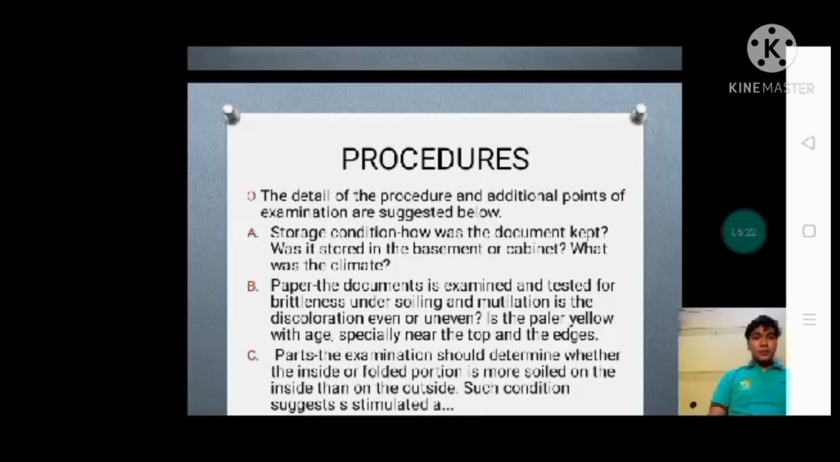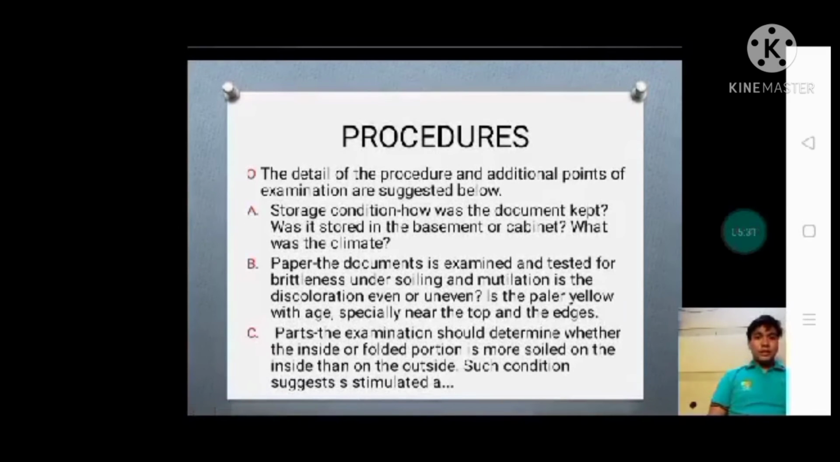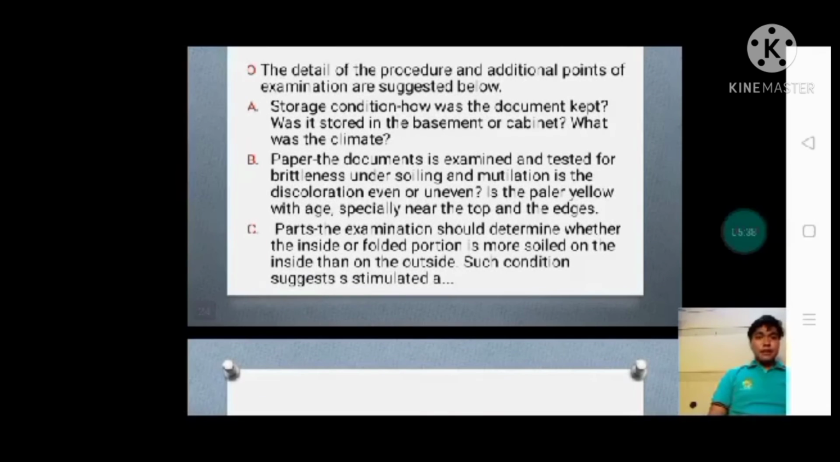Paper: the document is examined and tested for brittleness, undersoiling and mutilation, and discoloration, even or uneven. Paper turns yellow with age, especially near the top edge. Fold: the examination should determine whether the inside or folded portion is more soiled than the outside. Such conditions suggest simulated aging.